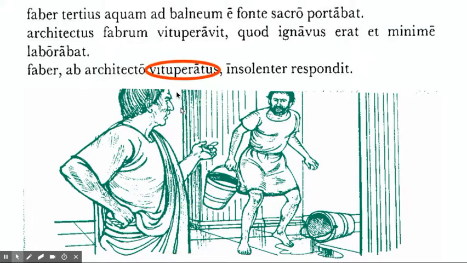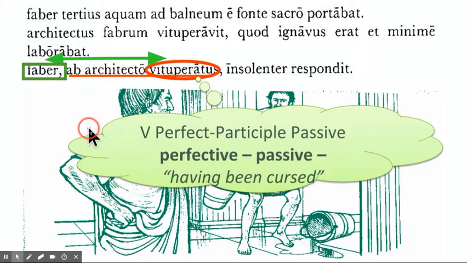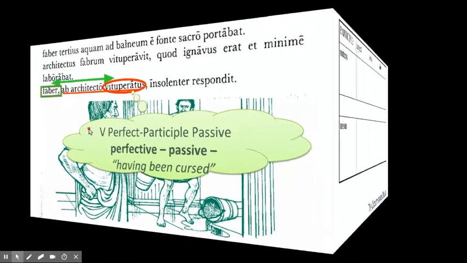So let's start with the participle, vituperatus. Perfect participle, passive, modifying faber, having been cursed. Who was cursed? The craftsman, because it's modifying it in gender, number, and case.